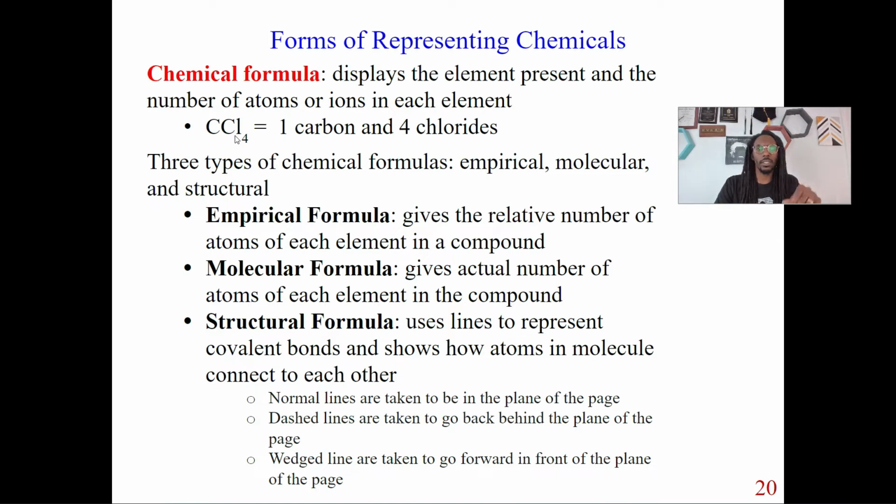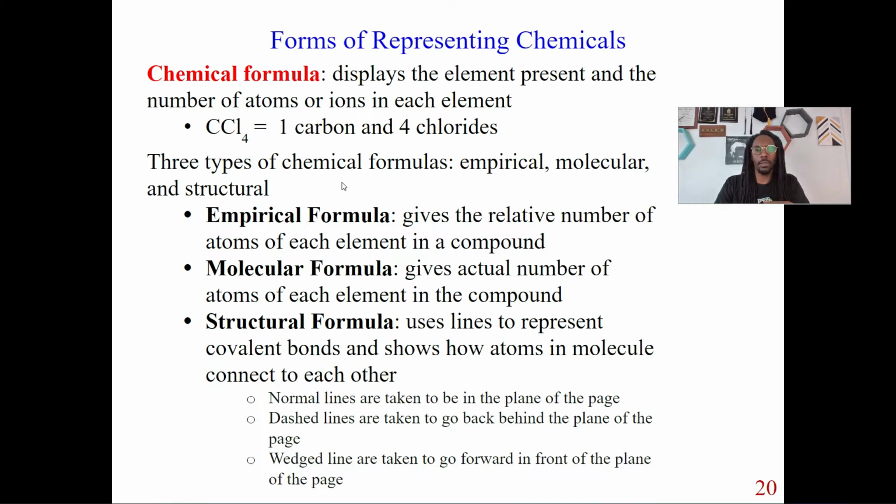So Cl4 is telling me that I have one carbon and four chlorines, or chlorides. We'll explain that in a bit with nomenclature. So this is one carbon, four chlorines, and this is what a chemical formula is. It's telling me the element and how many atoms there are for this compound.